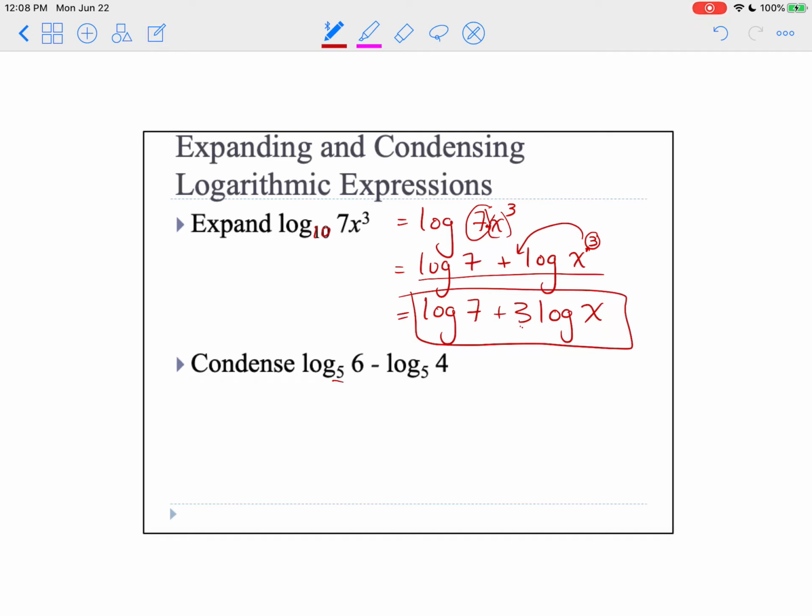Condensing is just going the opposite way. As long as the logs have the same base, I can go ahead and use the properties in reverse. So log base 5 of 6 minus log base 5 of 4, since I'm subtracting outside, I can divide inside, which I would want to reduce to its lowest terms. That would be condensed. Now, when you're done condensing some logarithms, you should only be left with a single log. So if you have log written more than once when you're condensing, that probably means that you did it incorrectly. And so that's a good check for your work when condensing.